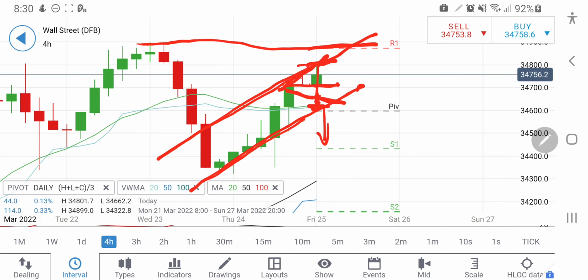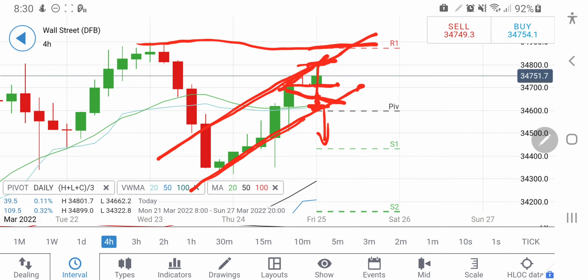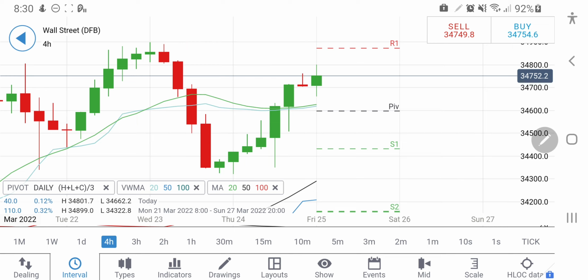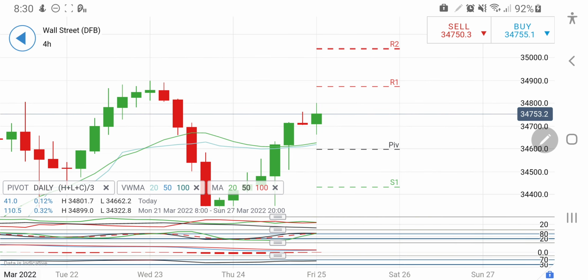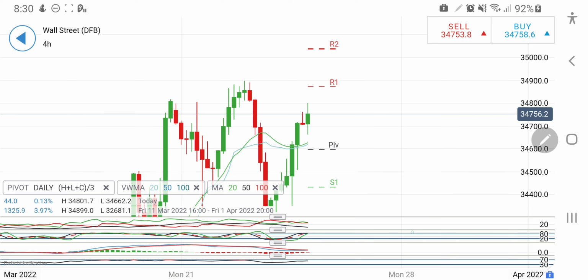Now possibly right now it appears that 34800 should be a resistance and 34700 should be a support, and breaking 34700 you can take a short entry for 34600, and below 34600, yes, it may break strongly. On the upside, if it breaks 34800, we can expect it to rise strongly again towards 34900, and this time it may try to give further highs.